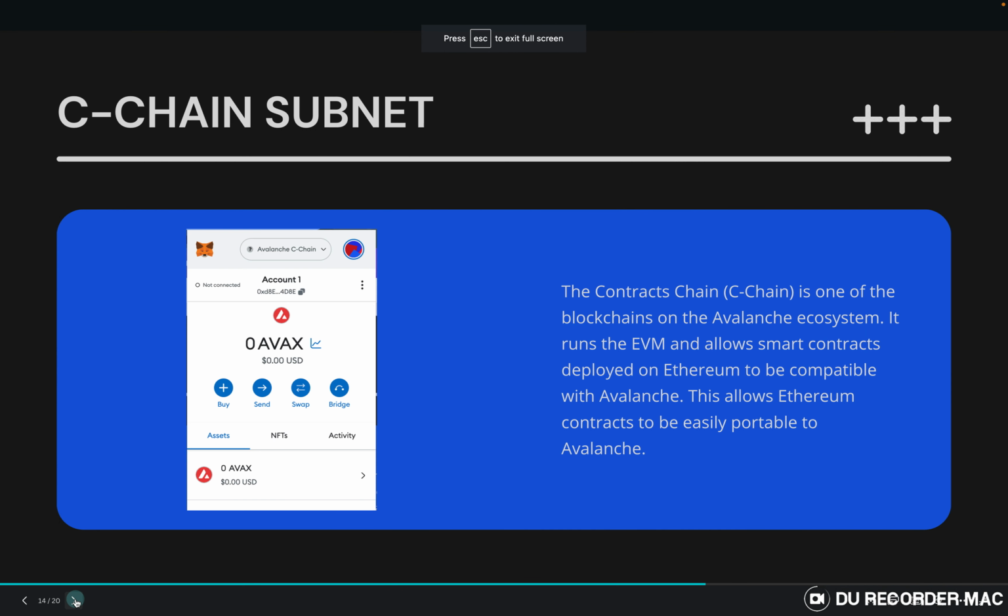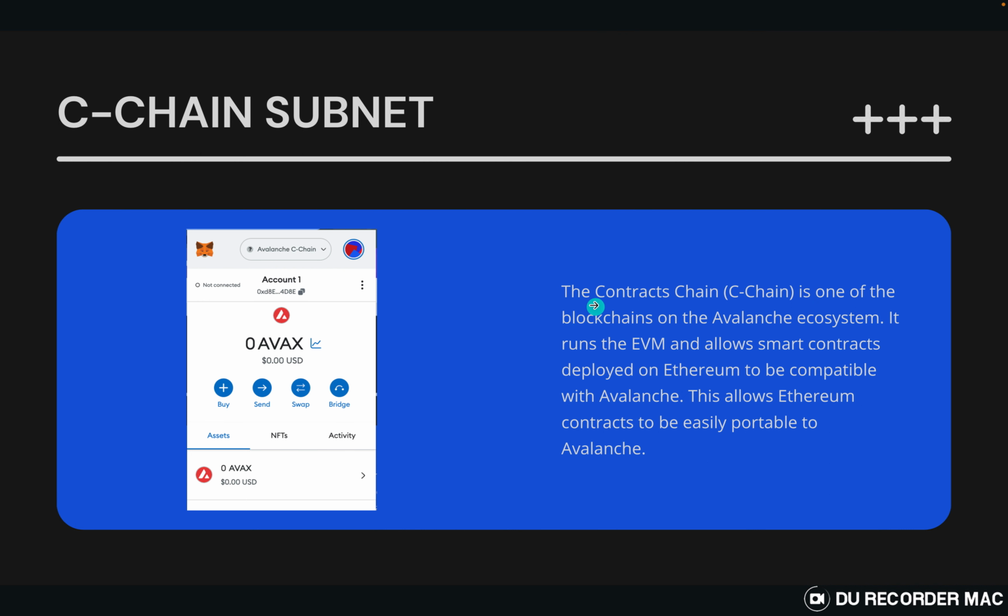So that's for Avalanche. And the C chain, like we earlier mentioned, is the contract chain and is one of the blockchains on the Avalanche ecosystem. We saw the C chain just now. It runs on the EVM and allows smart contracts to deploy on the EVM to be compatible with Avalanche. You can port your smart contracts that are deployed on Ethereum to Avalanche easily. This allows Ethereum's contracts to be easily portable to Avalanche, like I just mentioned. So it means that you can actually use MetaMask with Avalanche C chain. If you are aware, you can use MetaMask with any chain that runs EVM.